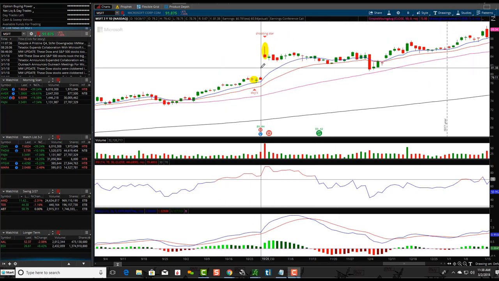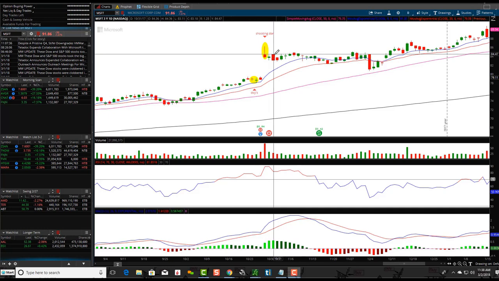Sometimes you might get a real quick drop. Sometimes you might get a fade and it slowly drips down. But you've got to be careful. Again, with these warning signs, it's hard to trade these. If you're trying to trade a stock like this, these indecision candles could really trip you up.